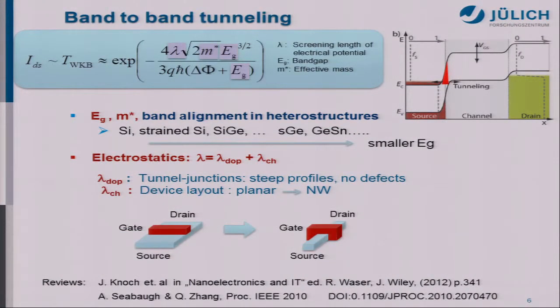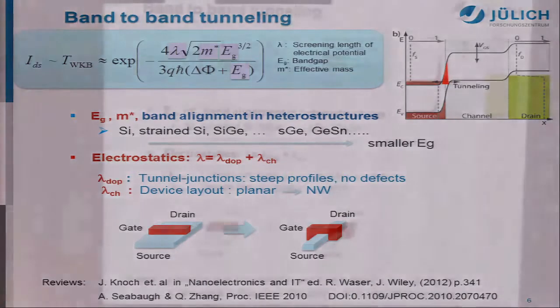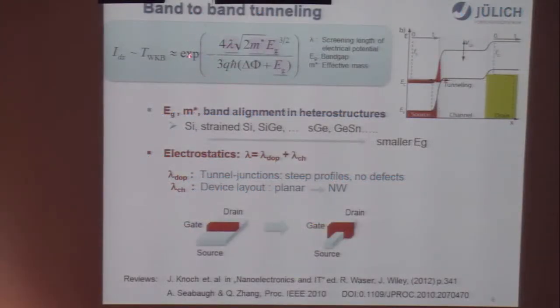For the theory, I would like to start with the WKB approximation. You see here this band structure. Then we can easily get this simple equation. I mark 3 important parameters in this equation. You see here lambda is the screening length, and also the effective mass and the band gap of the semiconductor. This simple equation just tells us what kind of materials and what kind of structures we have to use in order to improve the tunneling current. For the materials, we have to use very low band gap materials with smaller effective mass.